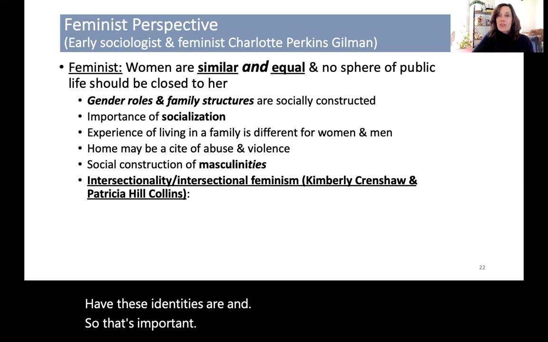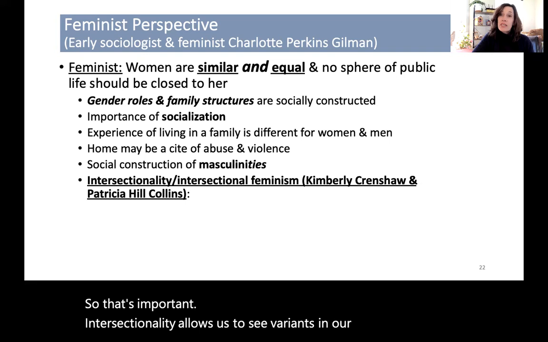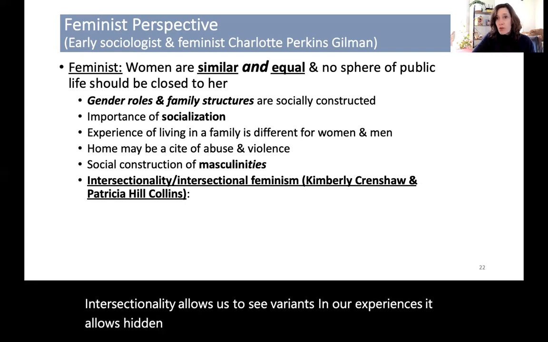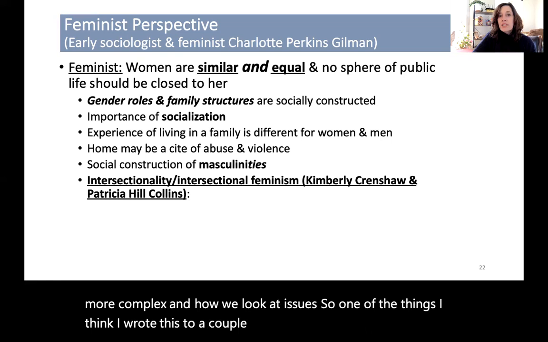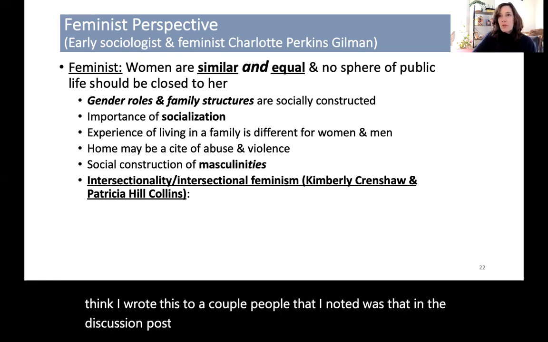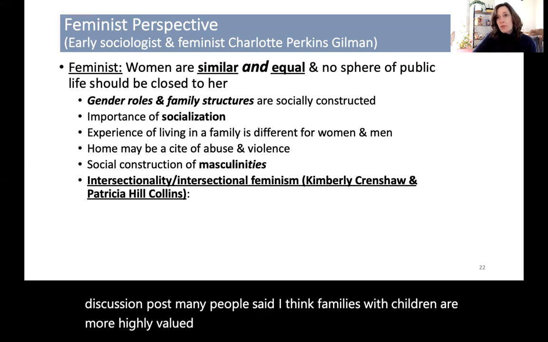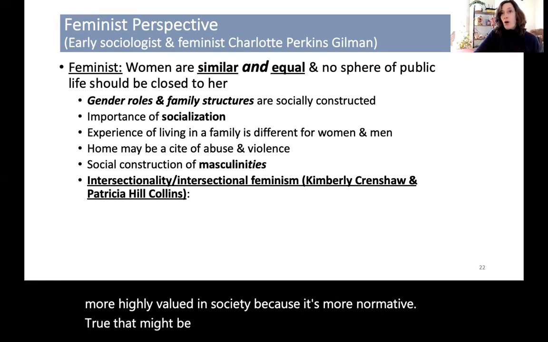Intersectionality allows us to see variance in our experiences. It allows hidden identities to become more visible. It allows us to be more complex in how we look at issues. So one of the things, I think I wrote this to a couple of people, was that in the discussion post, many people said, I think, families with children are more highly valued in society because it's more normative. True, that might be true on one level.